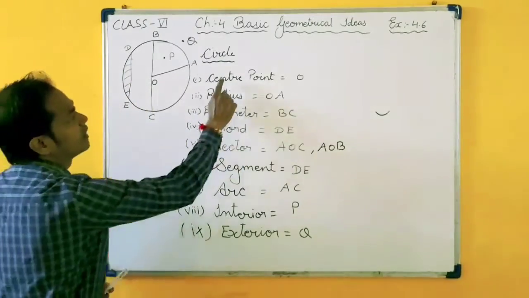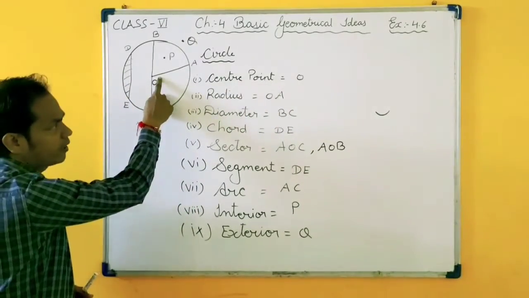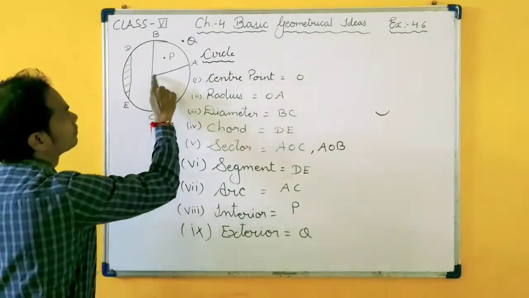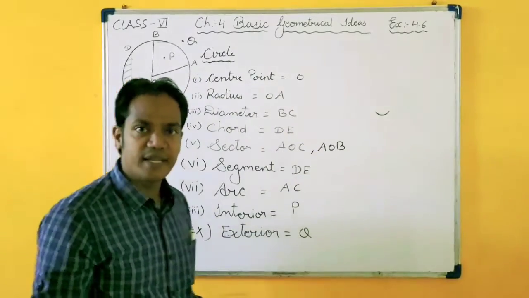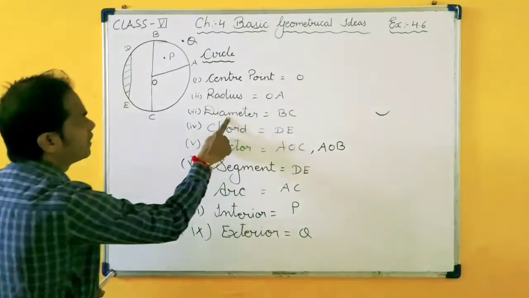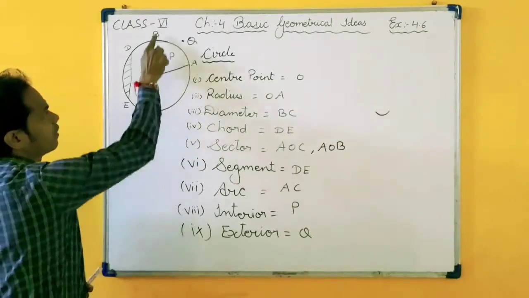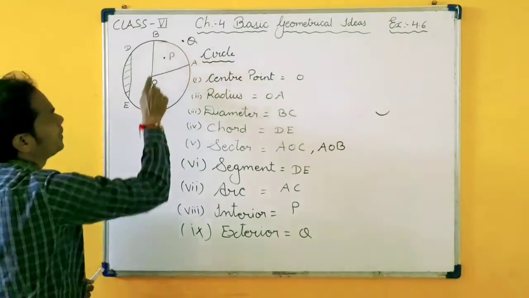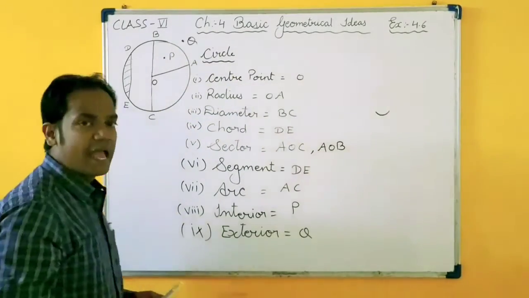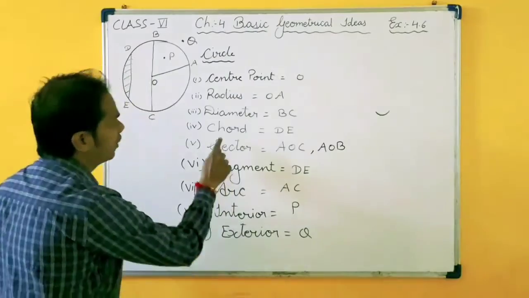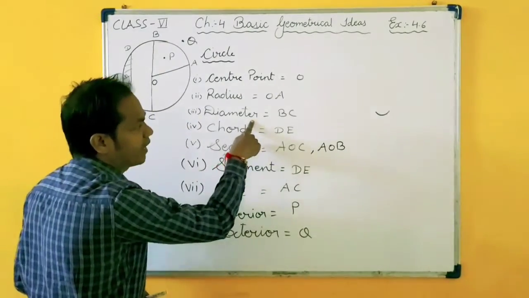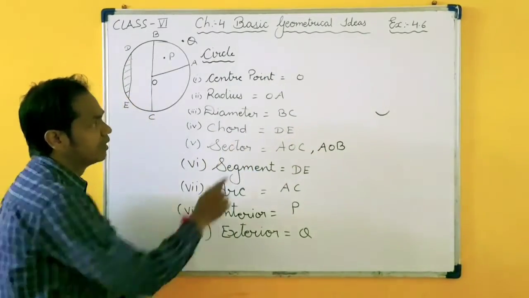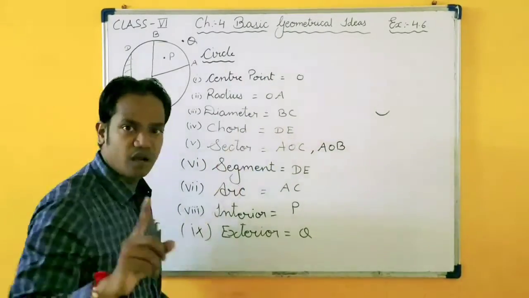Once again, center point. O is the center point. Radius, a line from the center to the boundary of the circle is called radius, and infinite radius can be made in a circle. Diameter, a line which divides the circle into two equal halves is called diameter. So BC is your diameter, and infinite diameter you can make. Then chord. A diameter is a chord, but a chord is not a diameter.